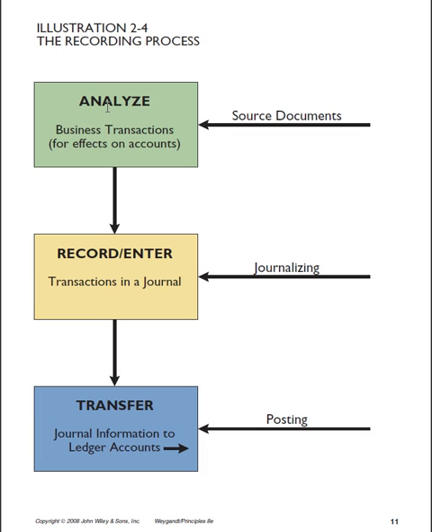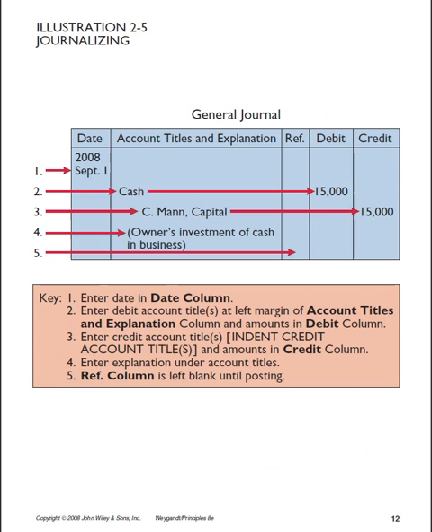The recording process, 3 steps. We analyze, which we get that information from source documents such as an invoice. We record into a journal, called journalizing, and we transfer those journal entries into a general ledger, also called posting. Here's an example of a general journal. Don't really pay attention to this for the homework. You can just skip that reference and just go through here. You can hit pause anytime.